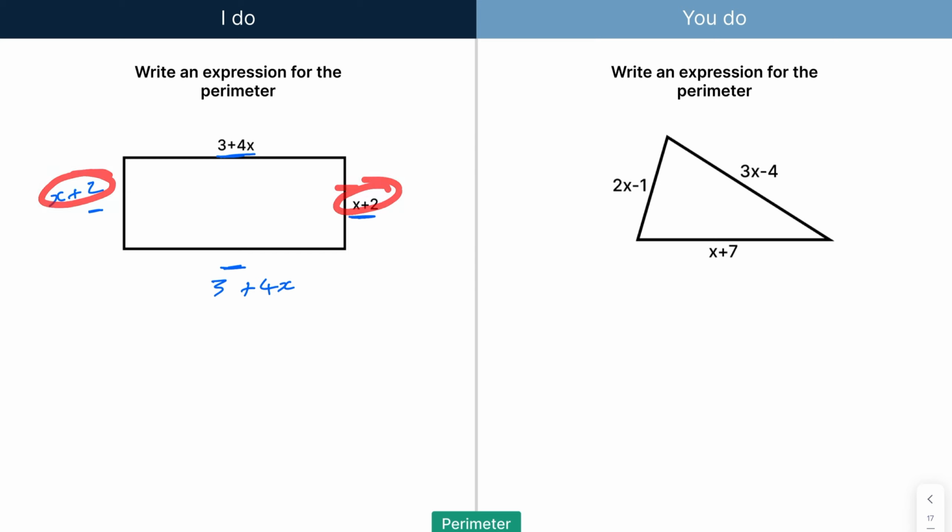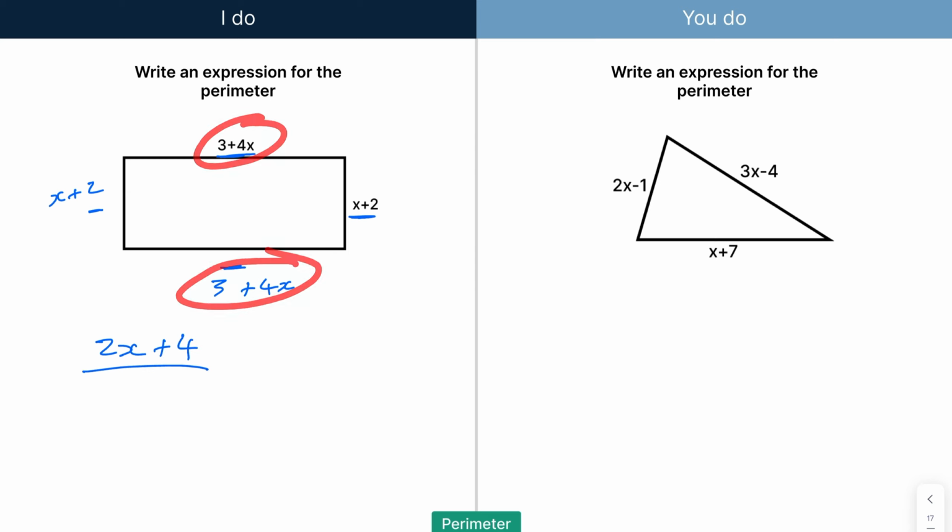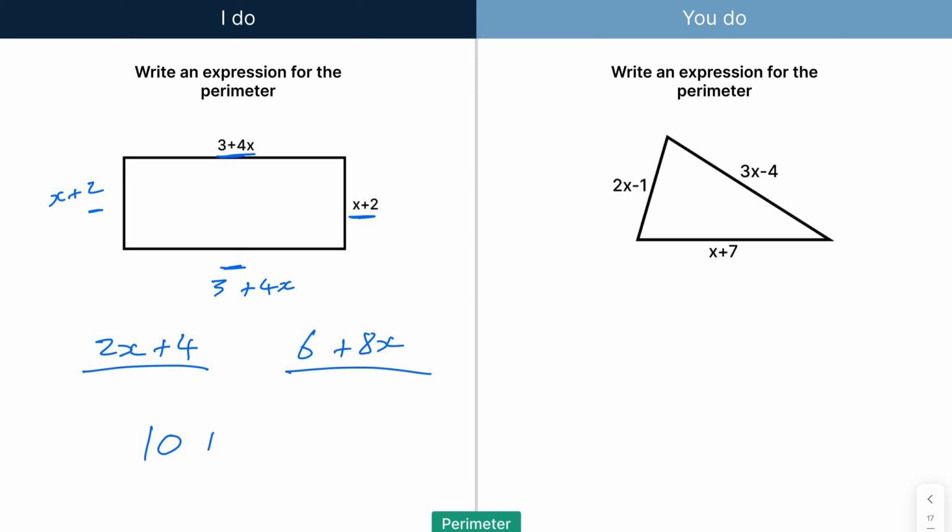If I add these sides together, if I add this and this, I end up with 2x plus 4. And if I then add this and this, I end up with 6 plus 8x. And then finally, if I add those two together, that'll be 10 plus 10x. That would be my final answer.